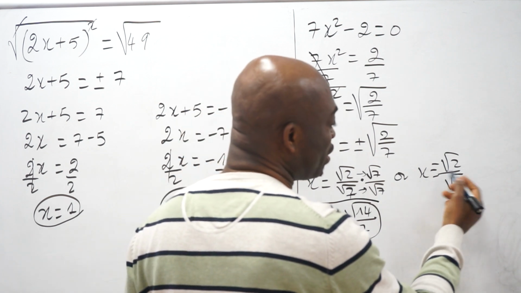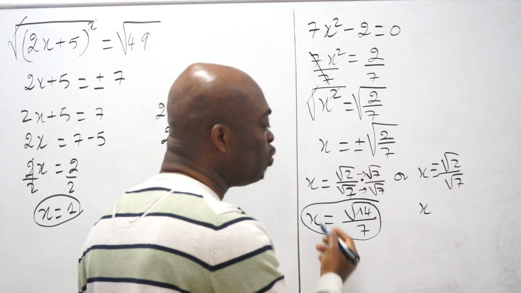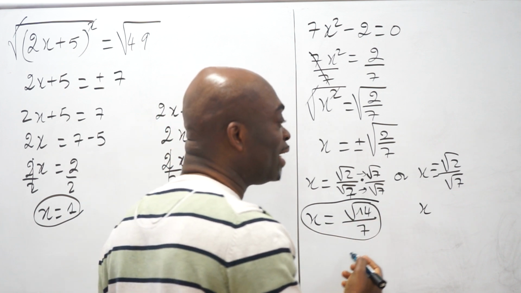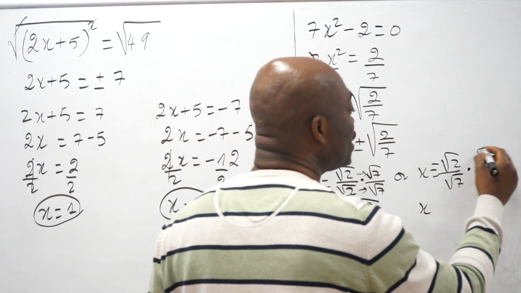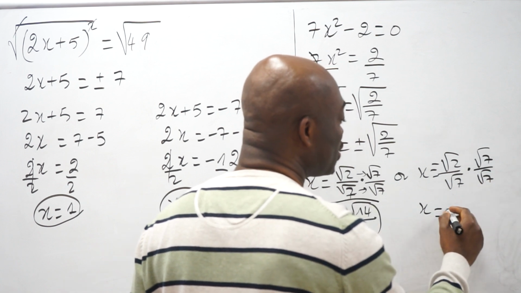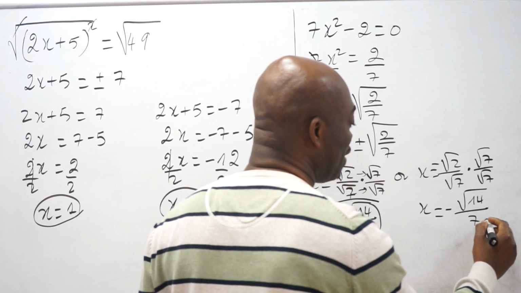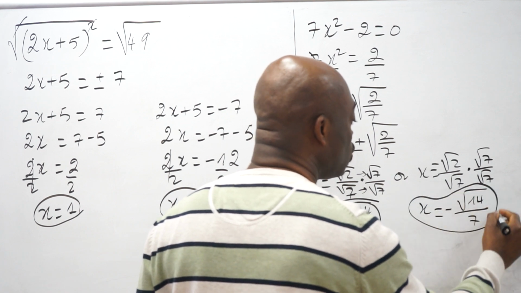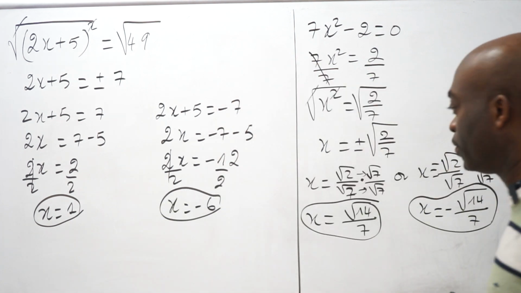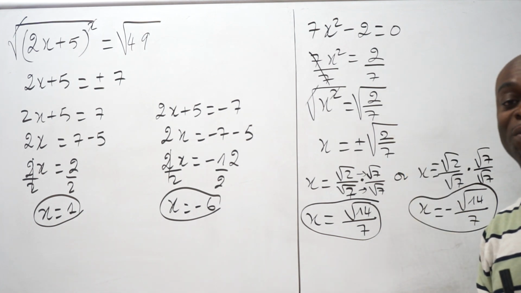Because it's the same thing, and the only difference is the negative sign, we don't need to do all of these things again. We can just multiply this by square root of 7 over square root of 7 also. Then we end up with x equals negative square root of 14 over 7 as well, and we cannot simplify further. So these would be the two answers for this problem also. All right?